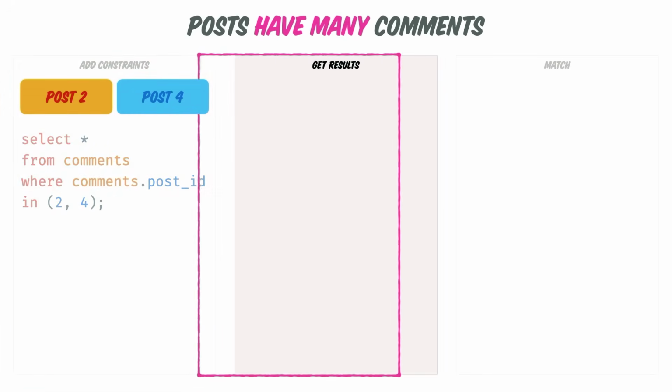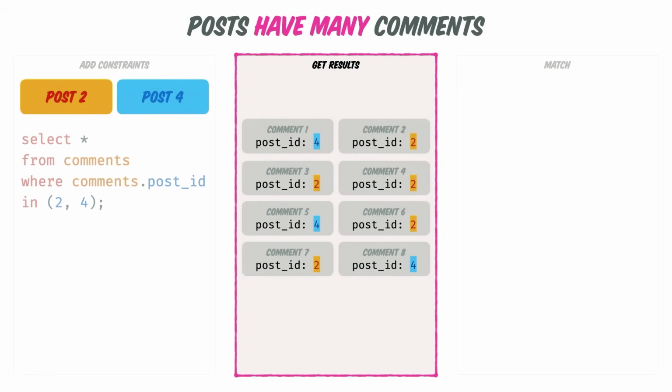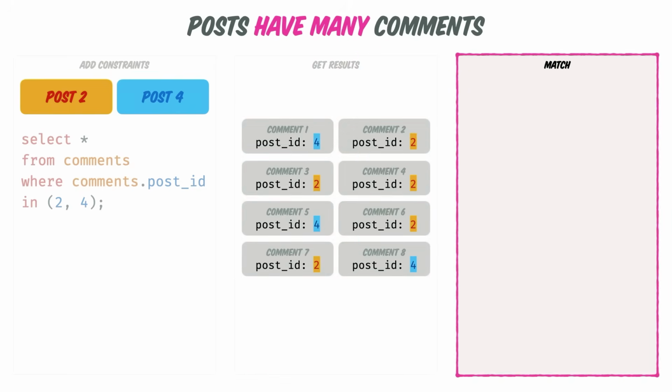Once we set up our constraints, we get the results. Typically, this is going to be calling the database. So we'll load up all of the comments from the database that match our query. And finally, we're going to go to the match phase.